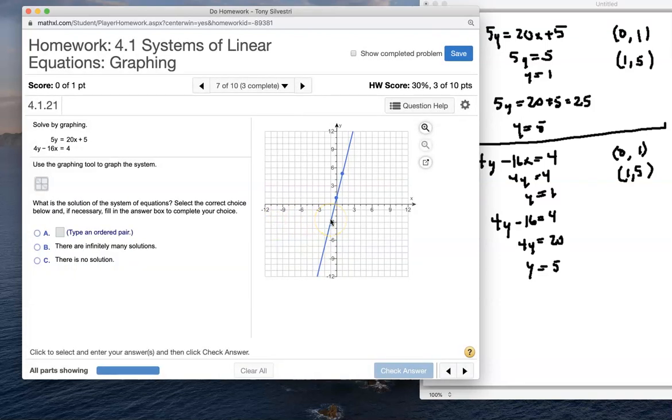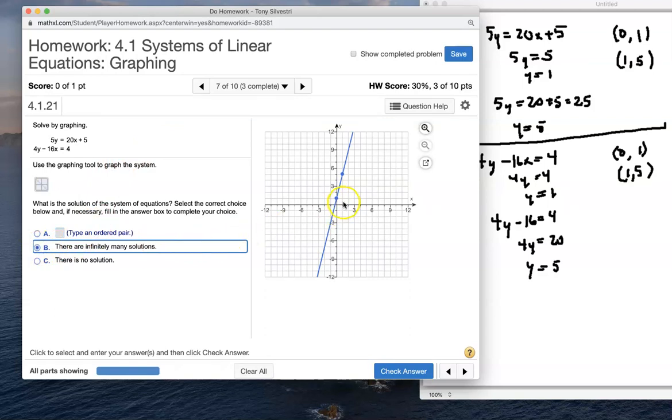So when you have the situation where you have the same line, these equations look different, but they are in actuality the same line. Okay? If they are the same line, then there are infinitely many solutions. Any number on one of these lines would satisfy the other line as well, because they're the same line.